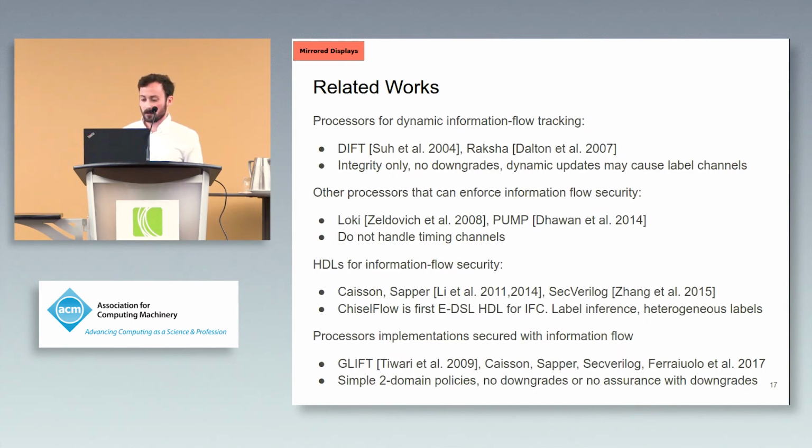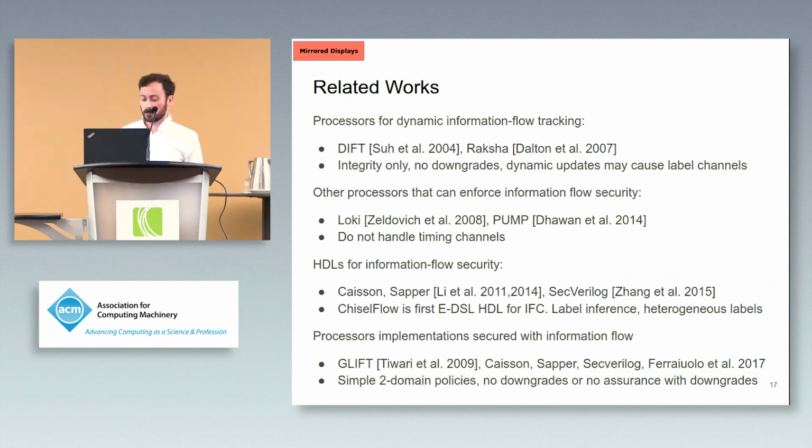I'll talk briefly about some closely related work. So there are also processors for dynamic information flow tracking, such as DIFT and Raksha. These similarly have tagged registers and memory locations and propagate these tags as the processor executes. These enforce integrity only and not confidentiality, and they also ensure these tags are updated strictly and do not support downgrades. There are also other processors that can enforce information flow security, such as Loki and PUMP. However, these processors do not handle timing channels.